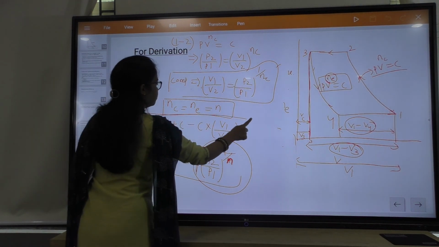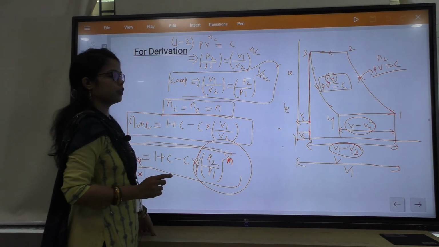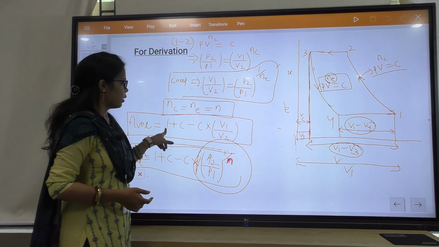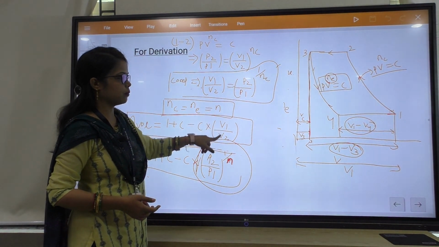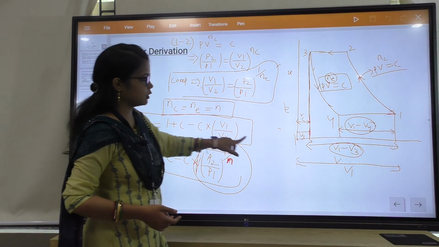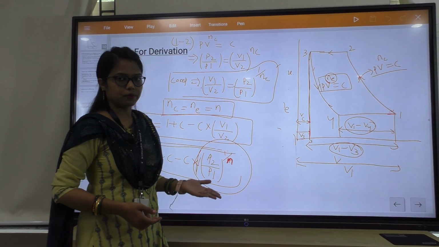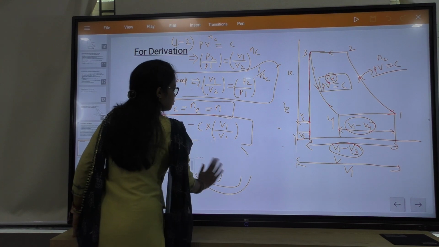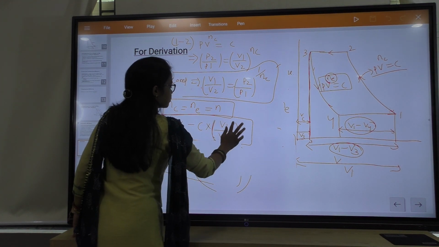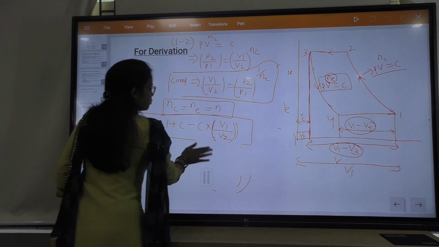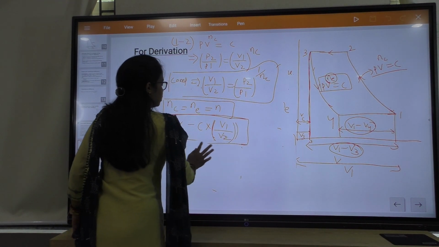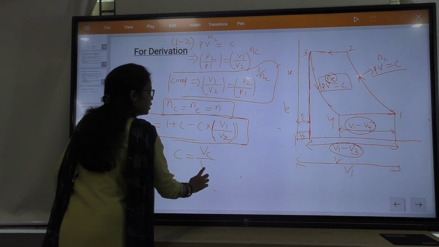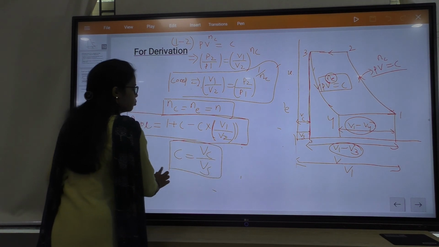If the index will be the same for the compression and expansion process, the formula of volumetric efficiency can be 1 plus C minus C into V1 divided by V2. What is V1? V1 is the total volume and V2 is the after compression volume. So, this is another formula. You can also use this formula for problem solving purpose. Here you just have to remember the C. C is the Vc divided by Vs.